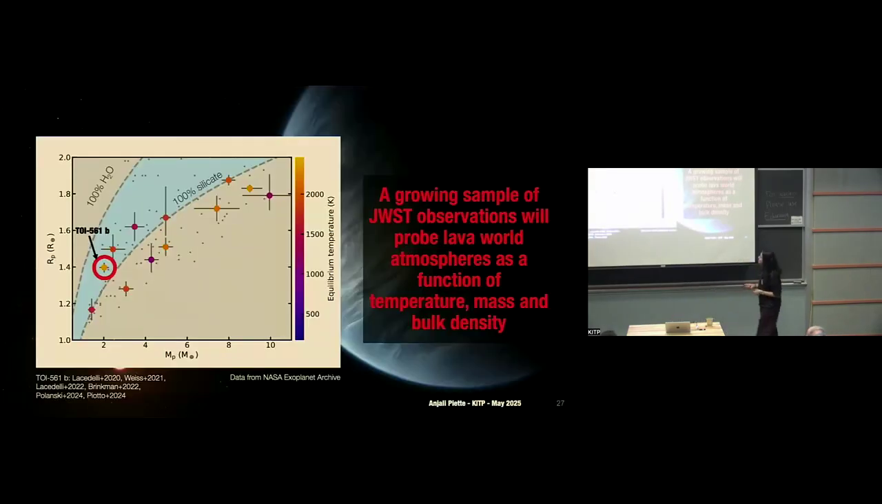These are a subset of the lava worlds that have JWST programs, either completed or in progress. And we can see that as a function of mass and radius, some of these are consistent with an Earth-like interior composition. So maybe like a bowl of rock, classic lava world. And some of these are a little bit under-dense. So what's going on there?